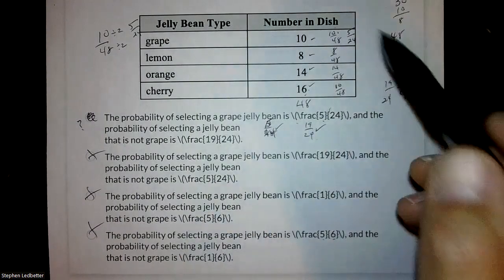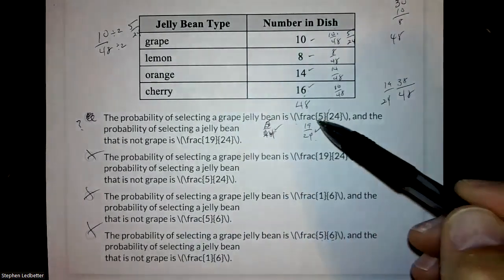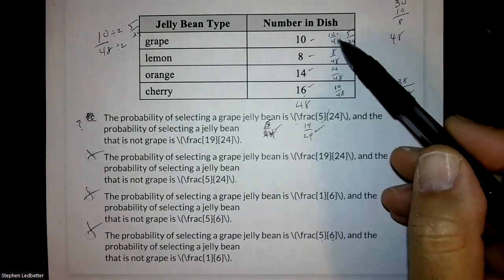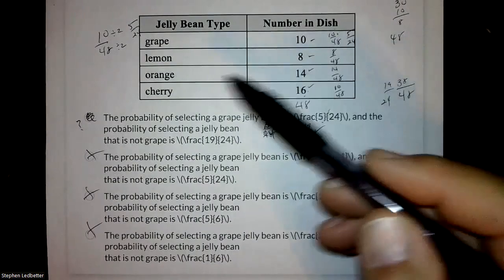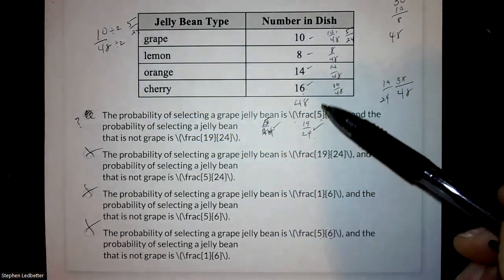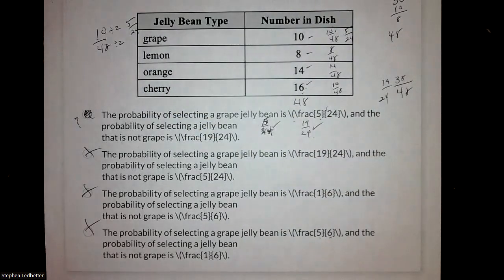And then make sure you read these right, because these are all reduced. So if you notice, it's 10 over 48, and if I reduce it like we did over here, I get 5 over 24. So just be careful when you're doing these. Hope this helps.